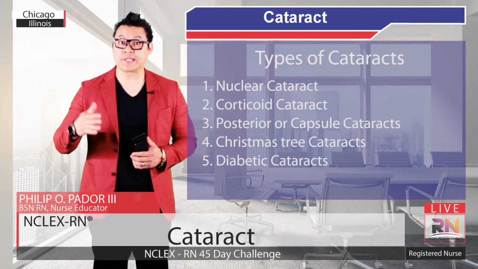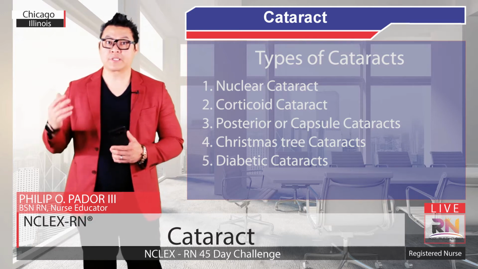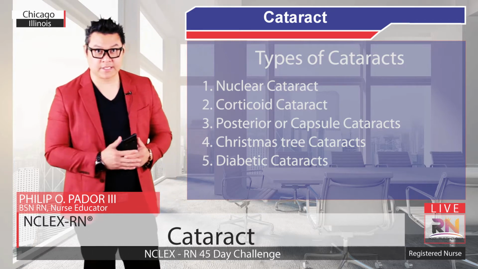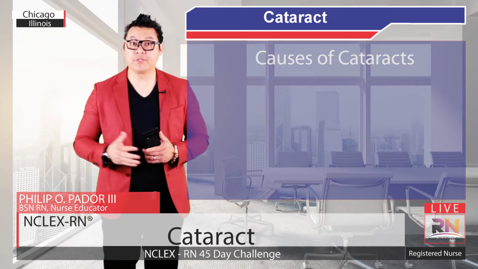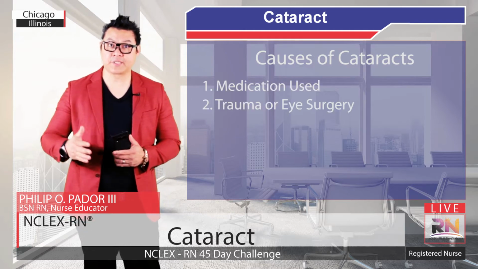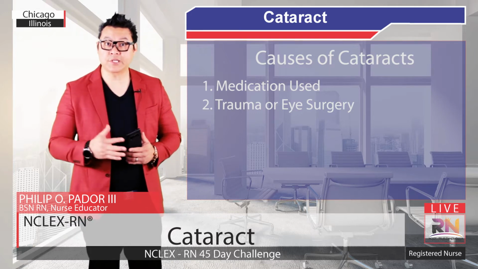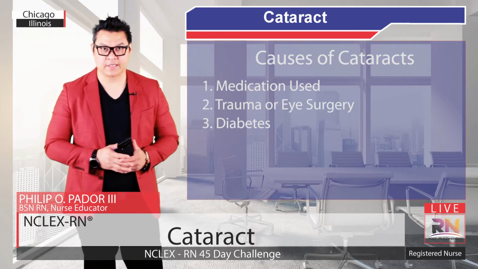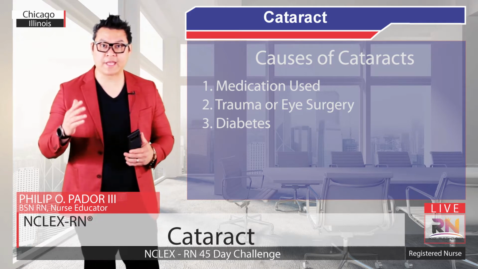There are actually many different types of cataract: nuclear cataract, cortical cataract, posterior capsular cataract, Christmas tree cataract, diabetic cataract, just to name a few. Now, there are different causes for cataracts. People can develop them from medications used, or perhaps there was a trauma, or eye surgeries that can cause a cataract to develop. Some conditions, like diabetes, put people at a much higher risk for developing a cataract.